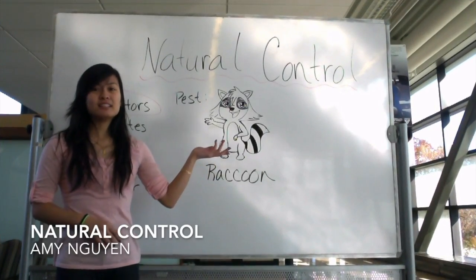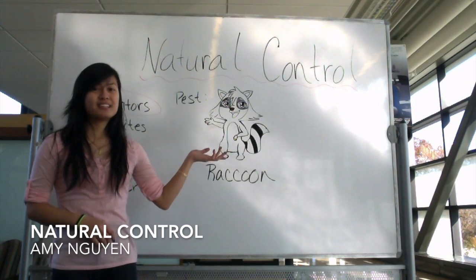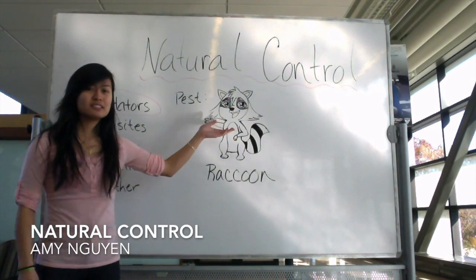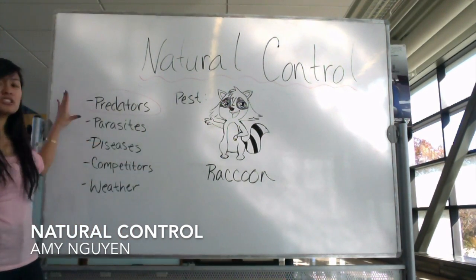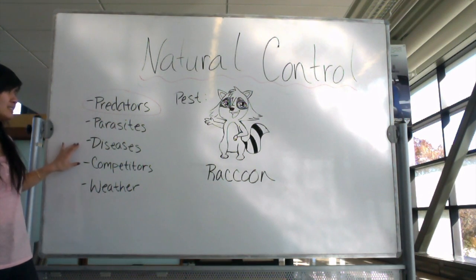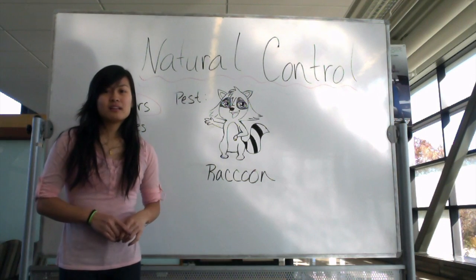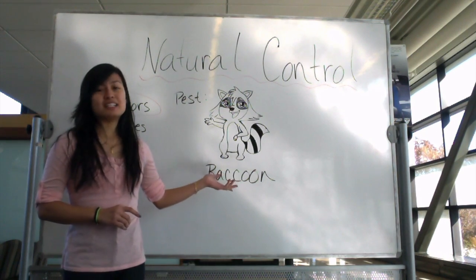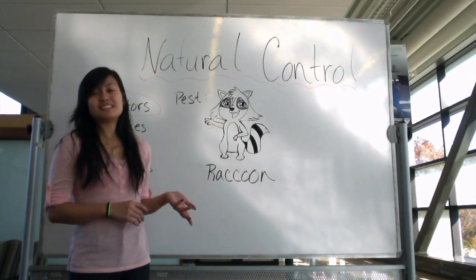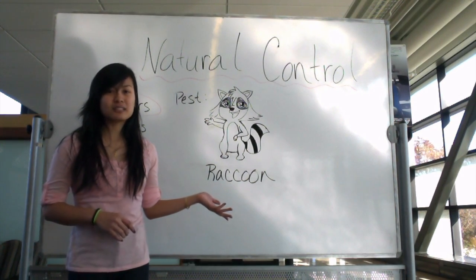The first method to subduing these horrific little beasts is through natural control. We do this by exposing our pest population to predators, parasites, diseases, competitors, and weather. The good news about this method is that it's completely free. All you have to do is sit back and let nature do its work.